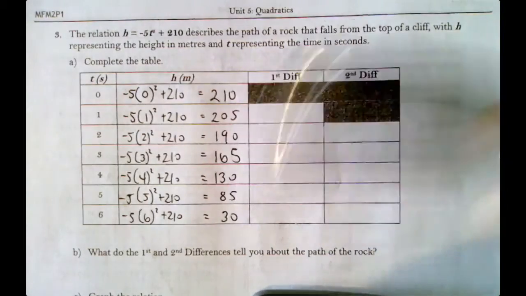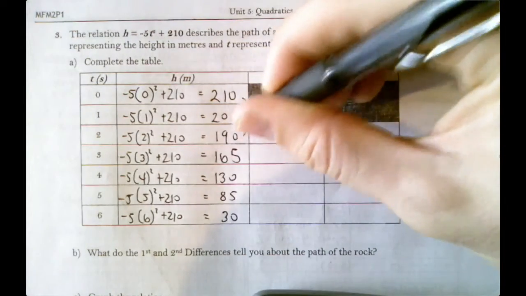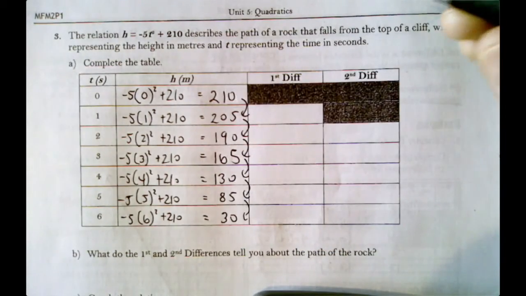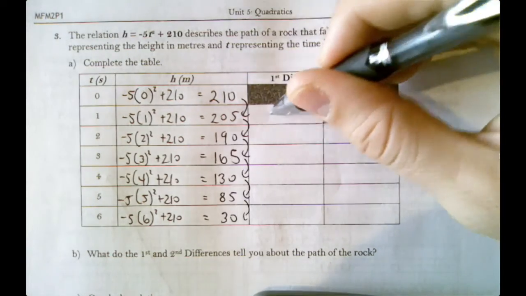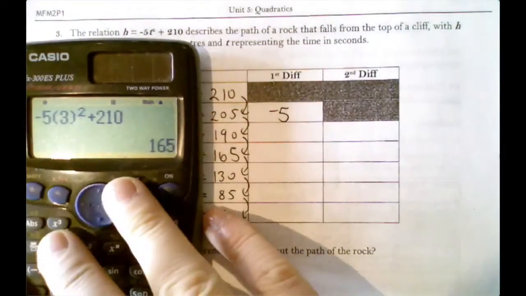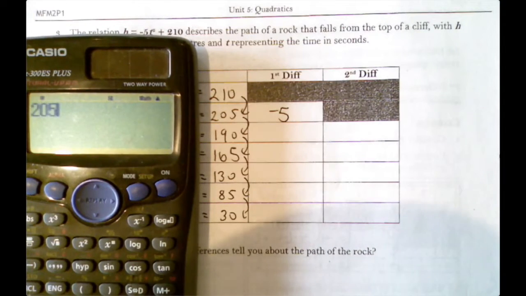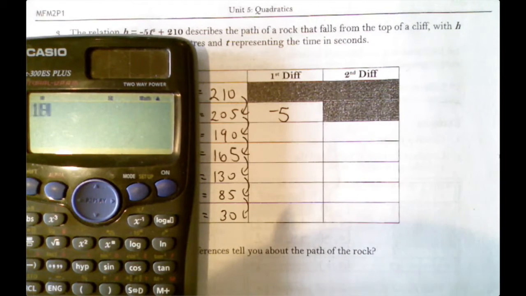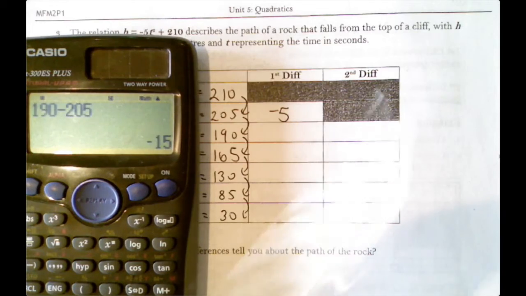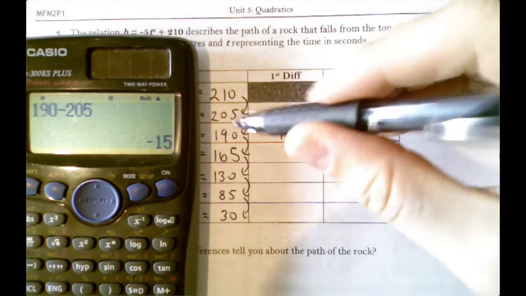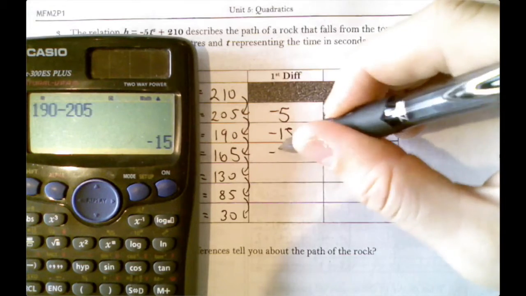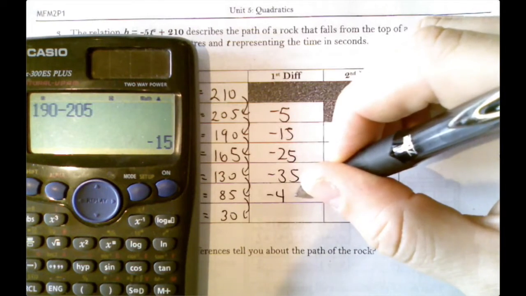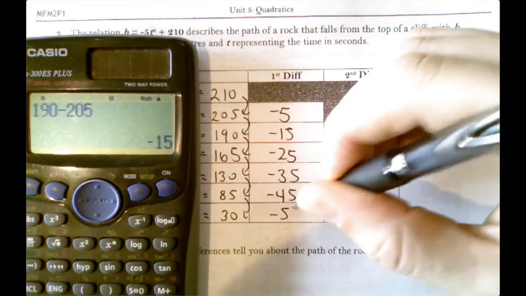So we have times and heights, and now we can look for first differences. What's happening to our heights? Well, they're going down, so that means the rock's falling. How much are they going down by? The first one's down 5. If you want to calculate it, you would just do 205 subtract 210. The next one would be down 15, which is 190 minus 205. The next one's down 25, then down 35, then down 45, and the last one's down 55.